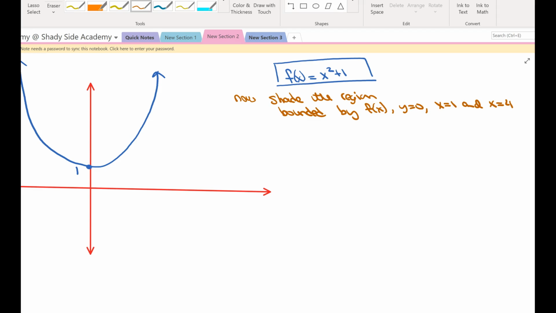As I'm getting set up here, you can just take down what I have here. I have a function f of x is x squared plus 1. Then I want you to shade the region bounded by f of x, y equals 0, x equals 1, and x equals 4. And as you're doing this, you're going to listen here with one ear.